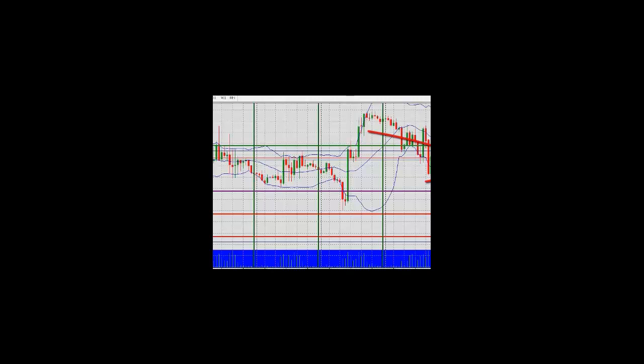So looking at these Bollinger Band charts and using the different time frames, we can begin to get an idea of when a walk or a bounce are going to occur. It's extremely important to us.